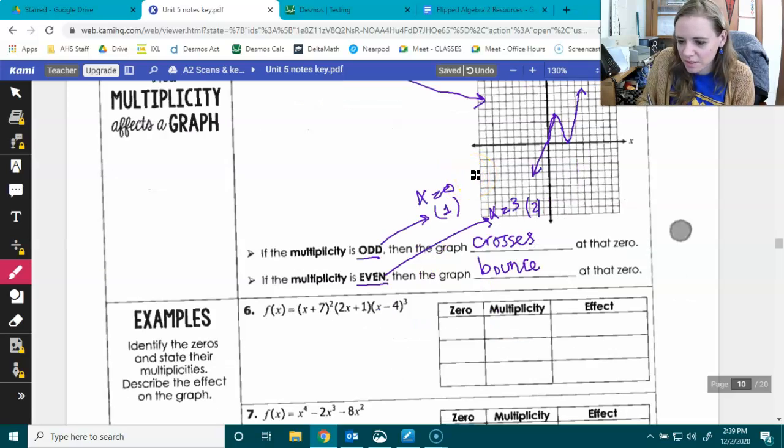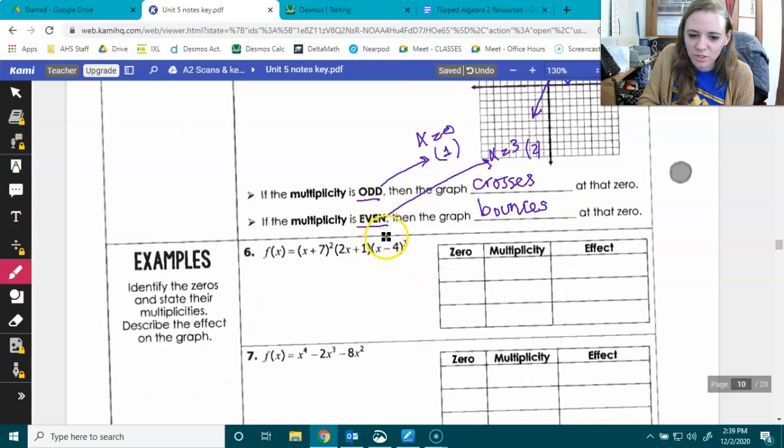Or it bounces, I guess. I need an S on there. So crosses and bounces, okay? So those are 2 terms that you've got to make sure you know what they mean. Cross and bounce.